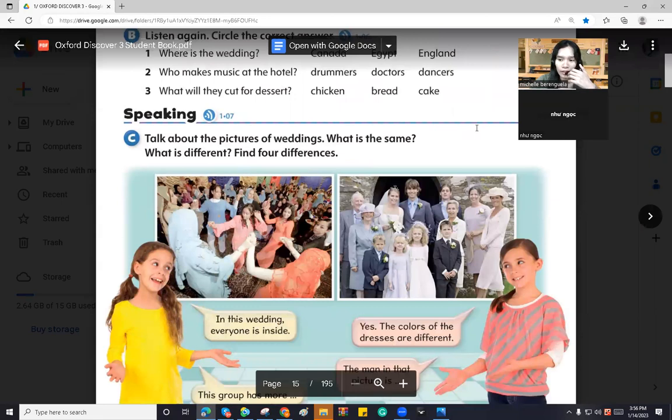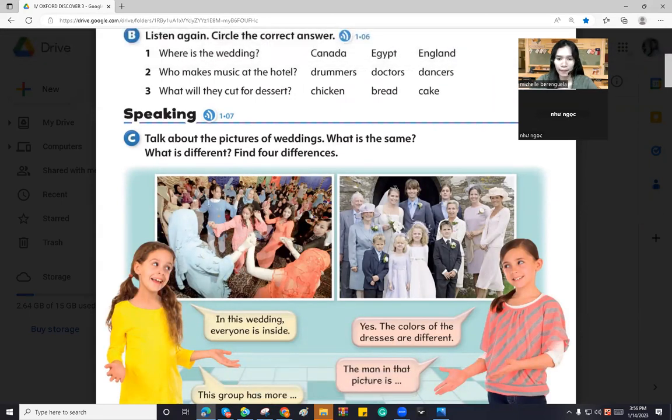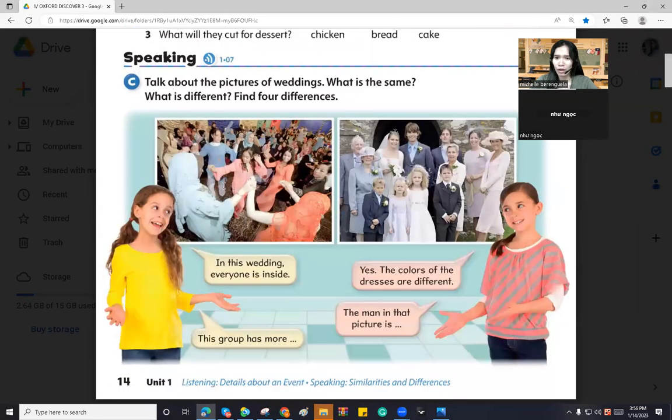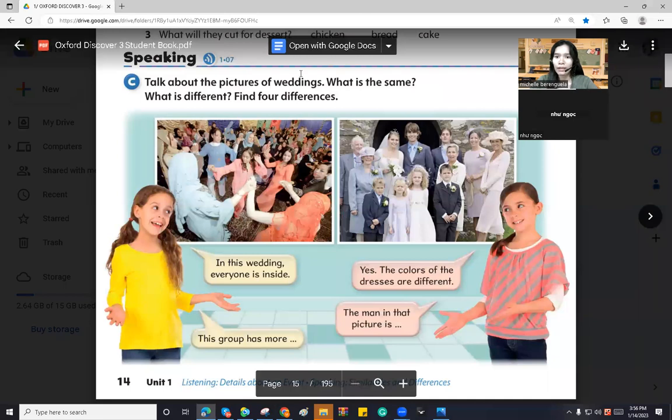All right. Can you see it, Milk? All right, this is a speaking. Talk about the features of weddings. What is the same? What is different? Find four differences. Okay, so can you see this picture now?